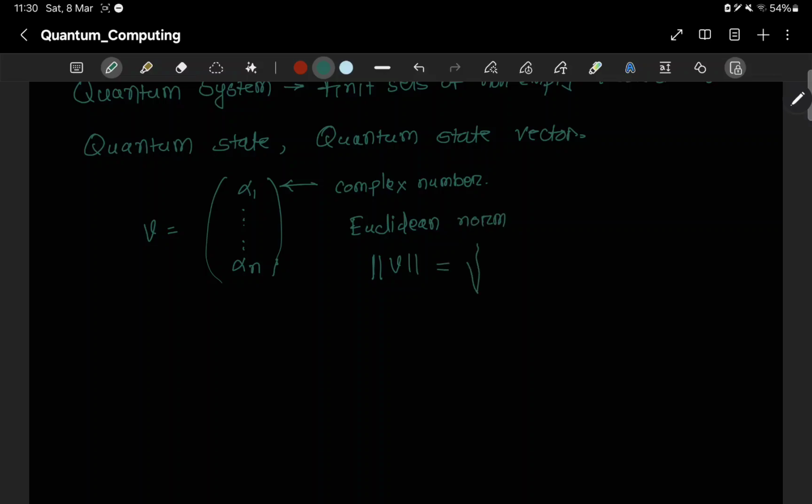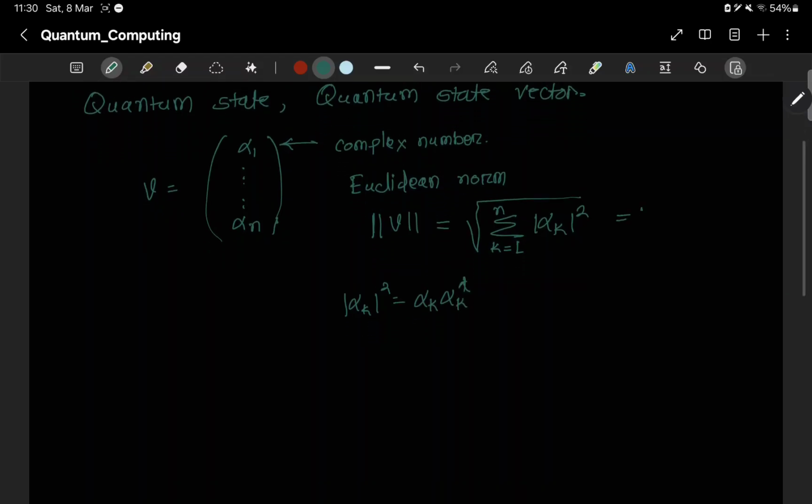So what is the Euclidean norm? It is the square root of the summation of the absolute value squared of each of the entries, right? So how do we find the absolute value squared? We just multiply the complex number with its complex conjugate, right? So this Euclidean norm should be 1, and each of these entries should be a complex number. Then this column vector will represent a quantum state vector, and each of these indices 1 up to n represents the classical states of the system.